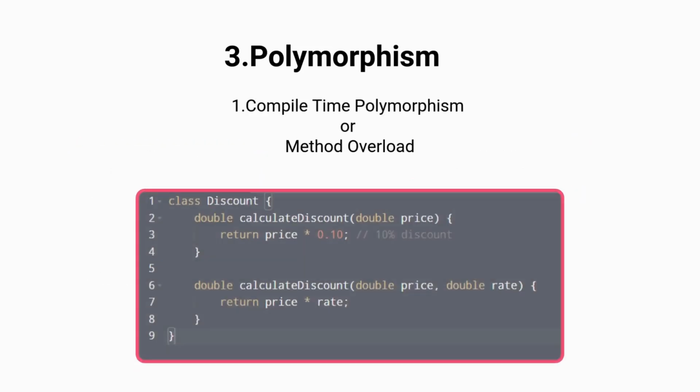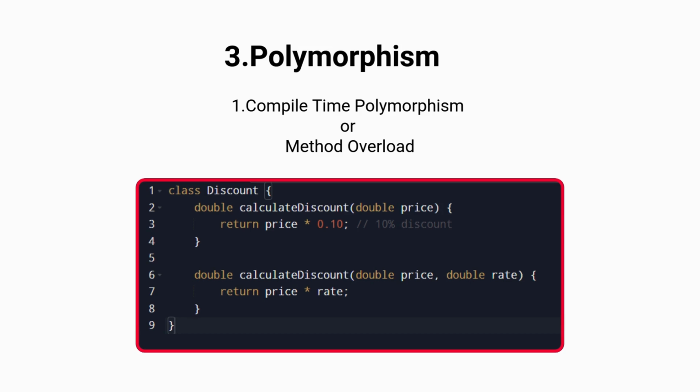Let's see the example. As I told you before, we have the discount class. Inside the discount class, I have the method calculate discount and it returns the discount percentage. And another method, I have the same method name calculate discount, but it has two parameters. One is price, another one is rate. So it returns the price percentage with this calculation, price into rate. So here we have the same method name but different parameters, a different number of parameters, right? So this is the concept of overloading.